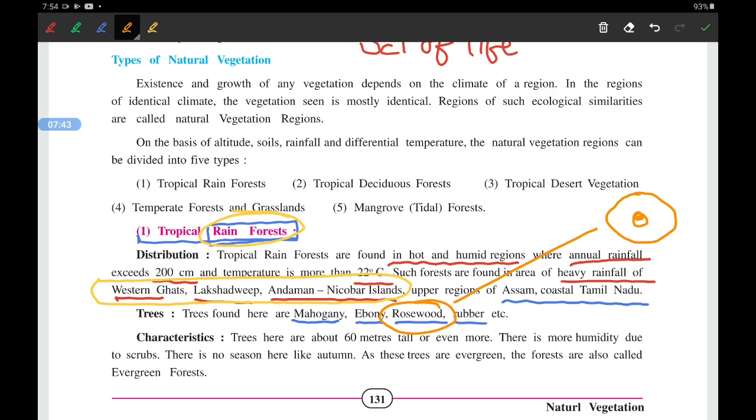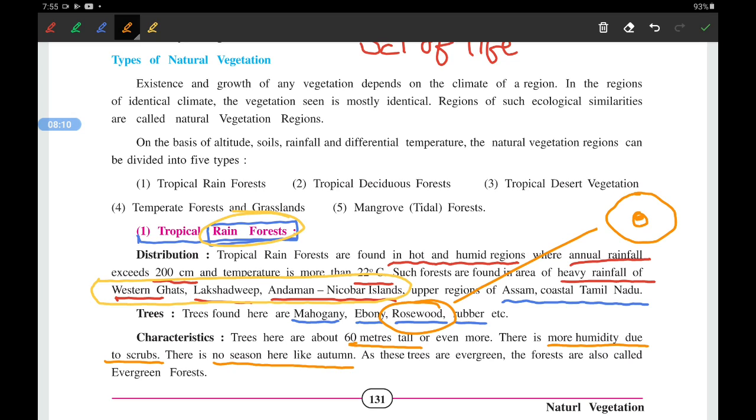Now the characteristics: trees here are about 60 meters tall, and even more. There is more humidity due to shrubs. Shrubs are small plants that are near the soil. There is no season here like autumn. Autumn is the season when the leaves fall, but in this rainforest there is no such season, meaning the trees are evergreen.